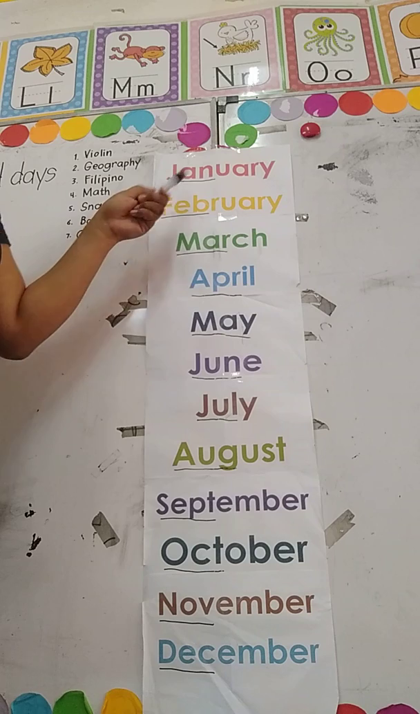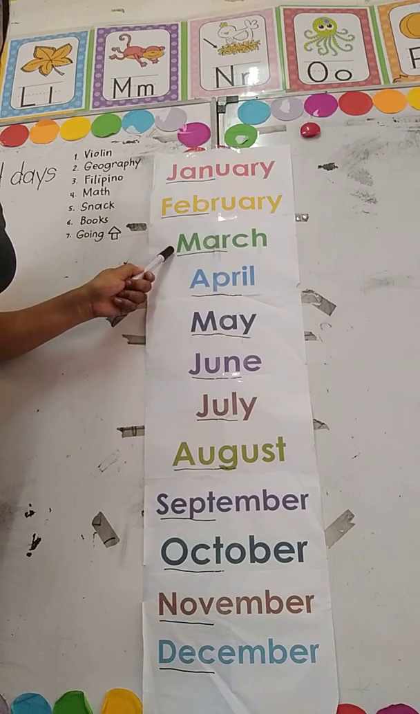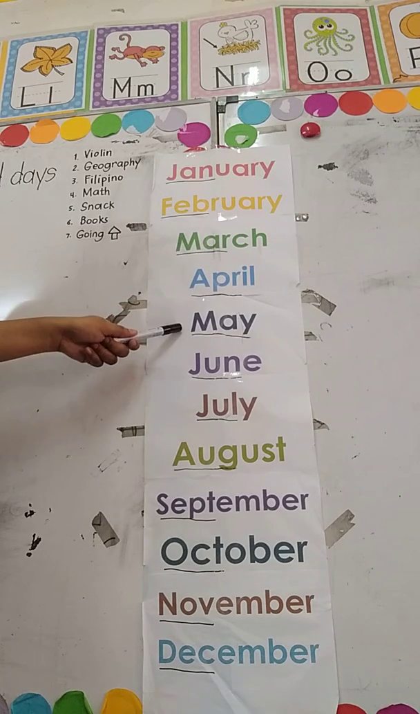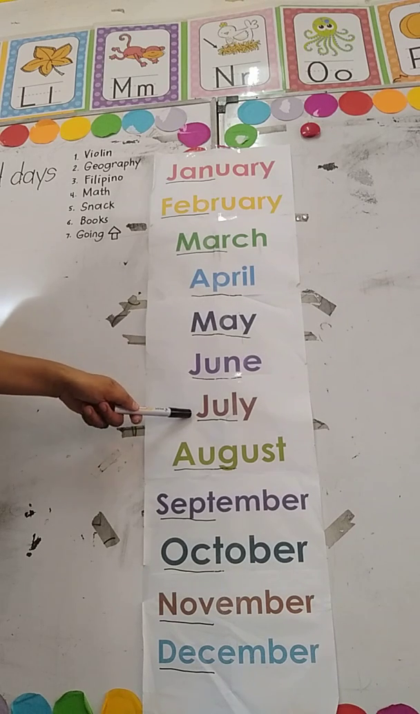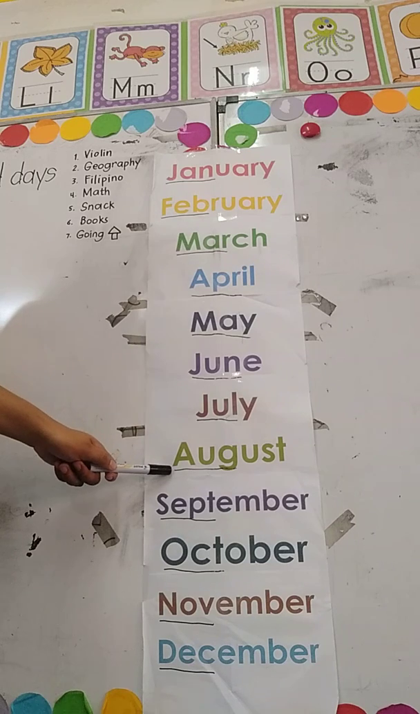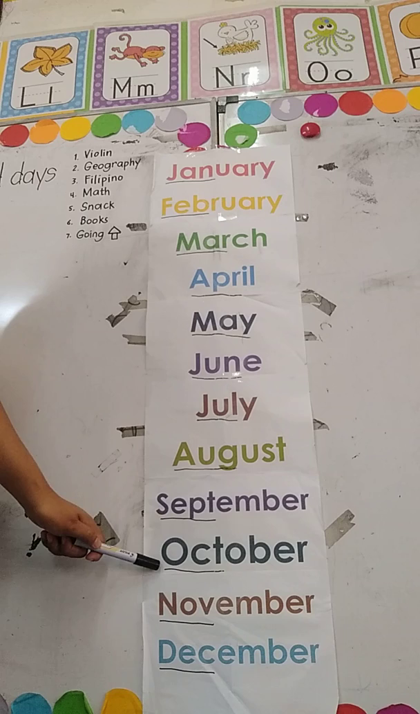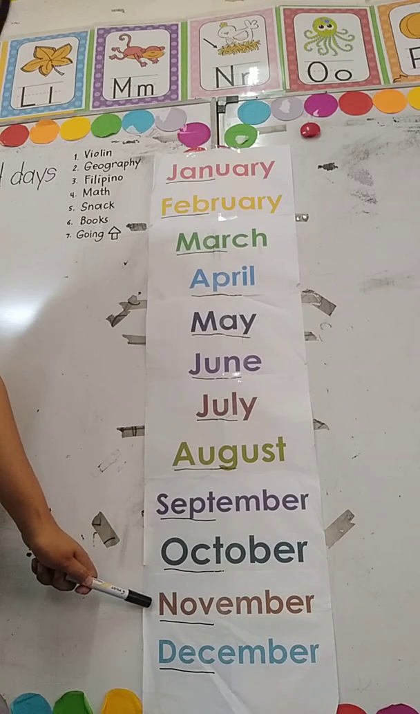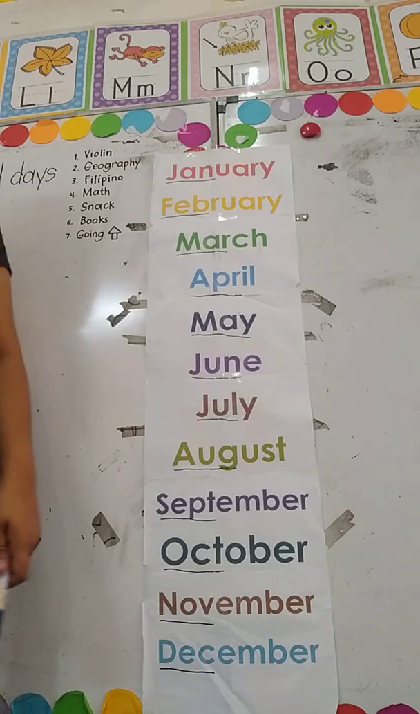January, February, March. Repeat after Teacher Meg. April, May, June, July, August, September, October, November, December. Good job. Let's sing our song.